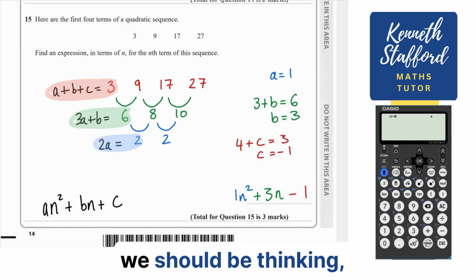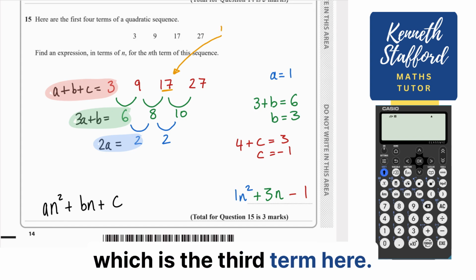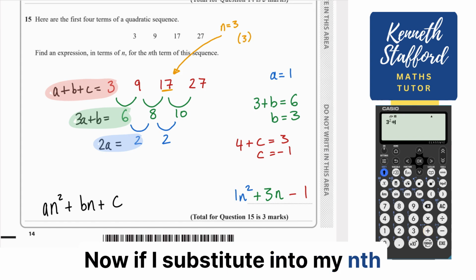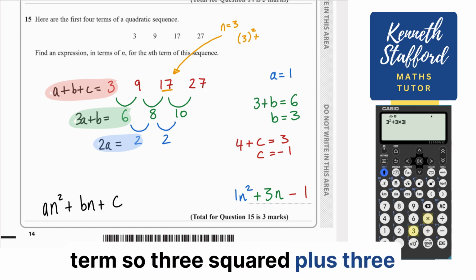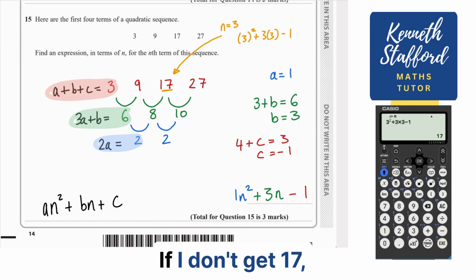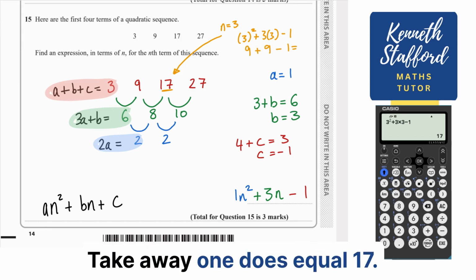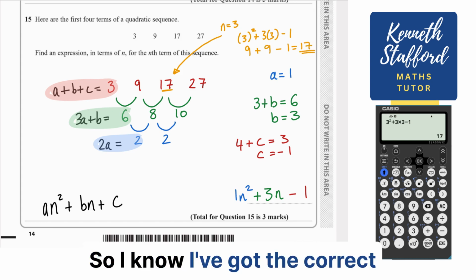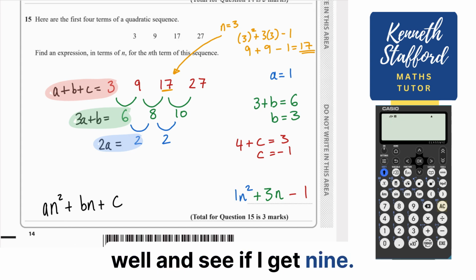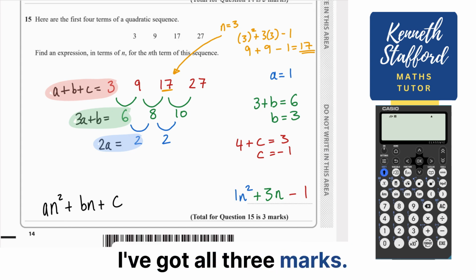Now, before we move on here, we should be thinking, are we correct? So I'm going to pick this term, which is the 3rd term. Here, n is 3. Now, if I substitute into my nth term, so 3 squared plus 3 times 3, take away 1, I should get 17. If I don't get 17, I've gone wrong. 9 plus 9 is 18, take away 1 does equal 17. So I know I've got the correct answer. If this is my real GCSE, I might substitute in 2 as well and see if I get 9. Just to be 100% clear I got this right, so I know when moving on I've got all 3 marks.